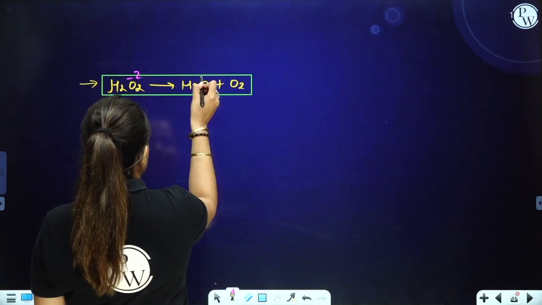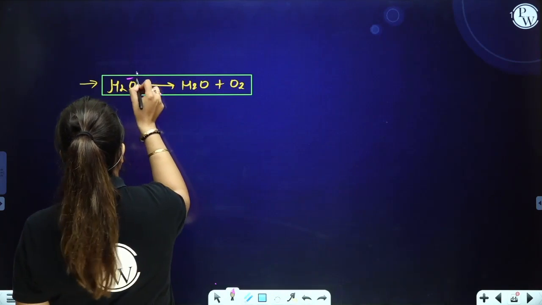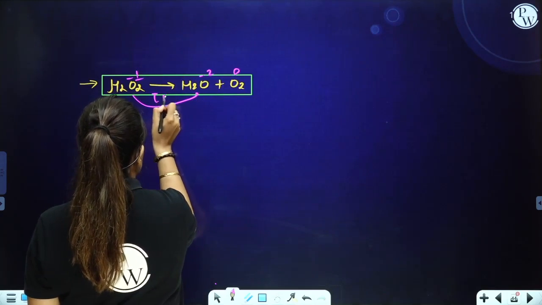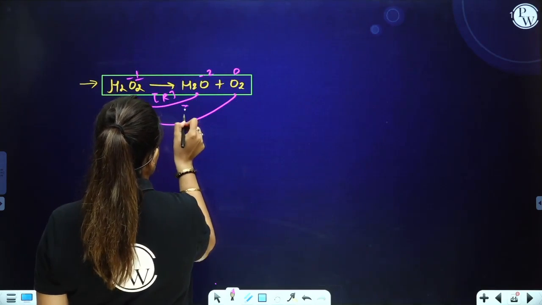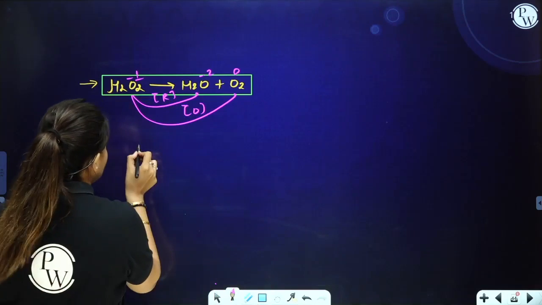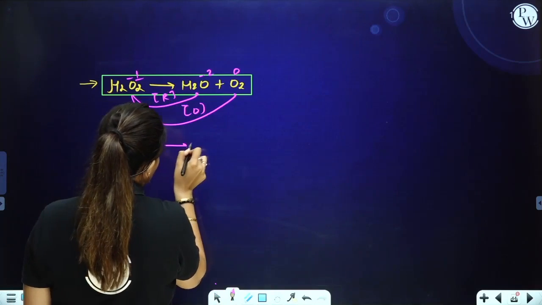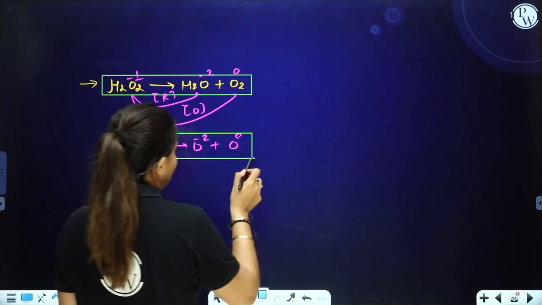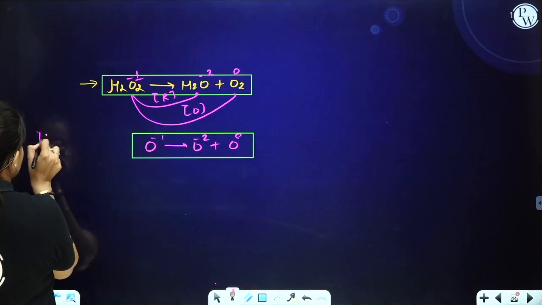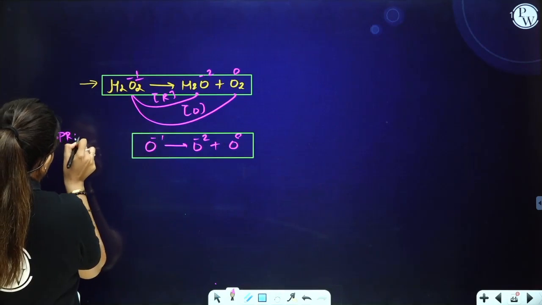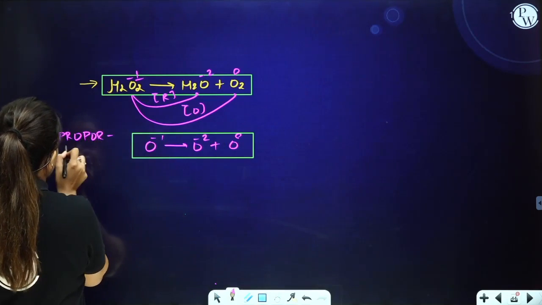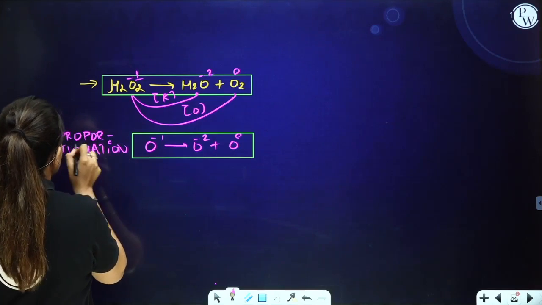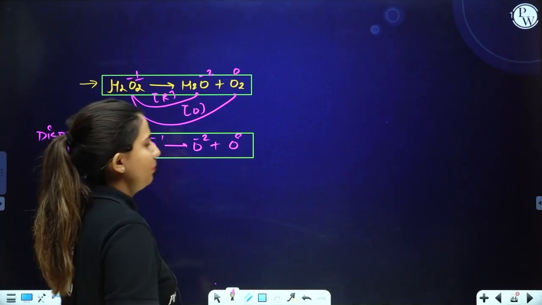The oxidation states are -1, then -2, and then 0. So here it is undergoing reduction, whereas here it is undergoing oxidation. So I can simply say that my O of -1 is getting converted into O of -2 plus O of 0. So we can simply write this reaction as a disproportionation reaction.